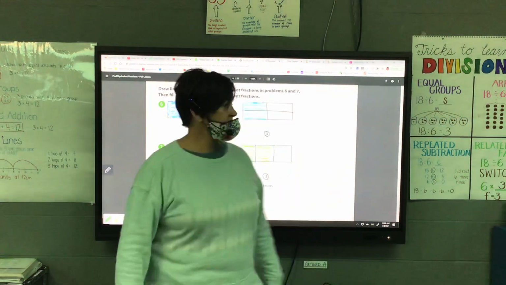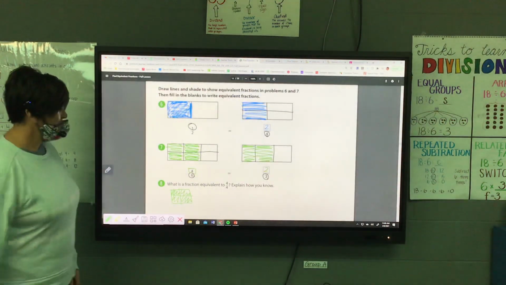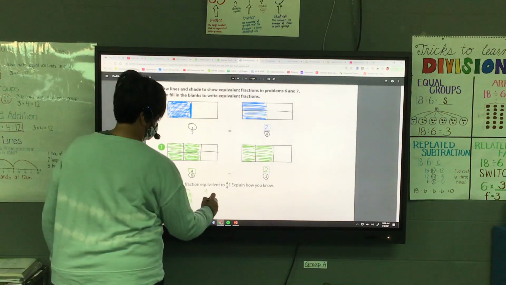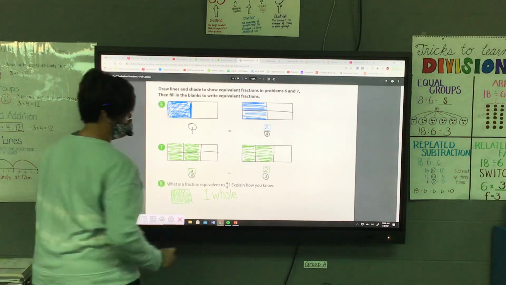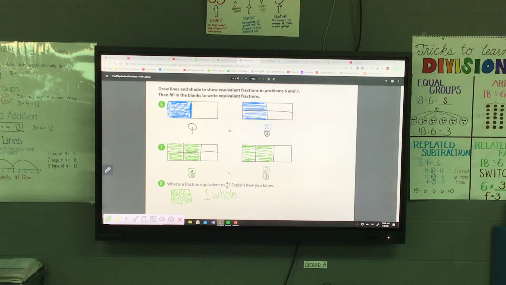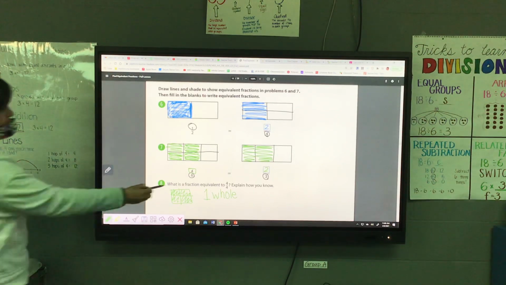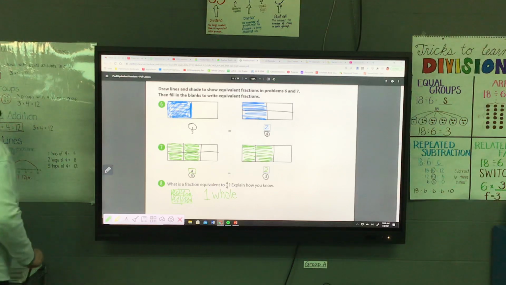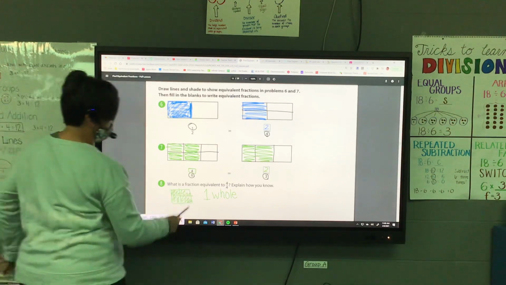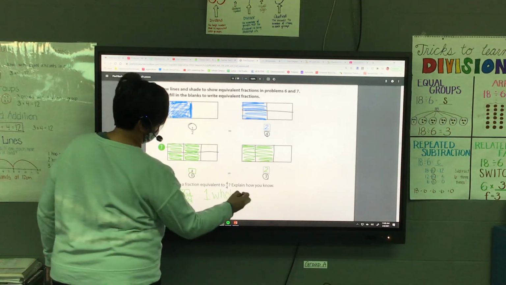What do they all equal, Reese? They equal 1 whole. Isn't there a fraction way to write that? No, it would just be the 1 whole. This is the fraction that is 1 whole. They've said, right, what is a fraction equivalent to 4/4?